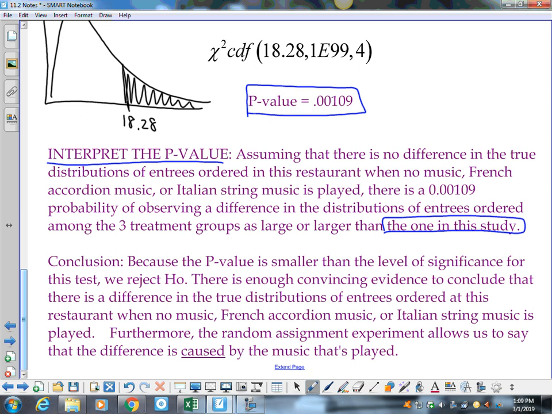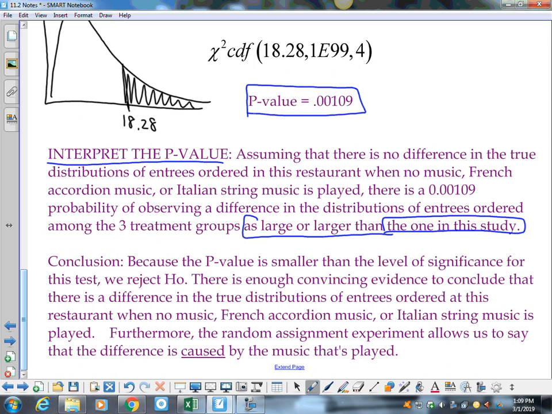What do I start with? My H sub O. My exact word for word H sub O. There is a, where do you get that number? That's your p-value. Probability of what? Observing a difference between this and this as large or larger than the one in this study.